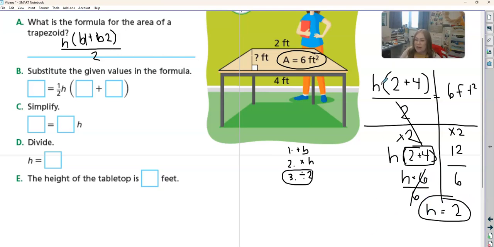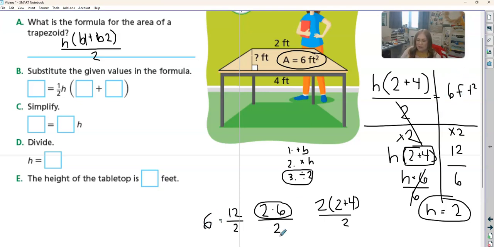So let's plug that in here. If this is a 2, we have 2 groups of 2 plus 4, divided by 2, should equal 6. I start with my parentheses. 4 plus 2 is 6. I keep skipping right to the answer. So this says 2 times 6 divided by 2. 2 times 6 is 12. 12 divided by 2 is 6. And that was our final answer.